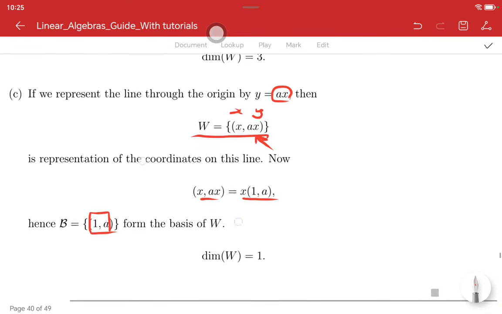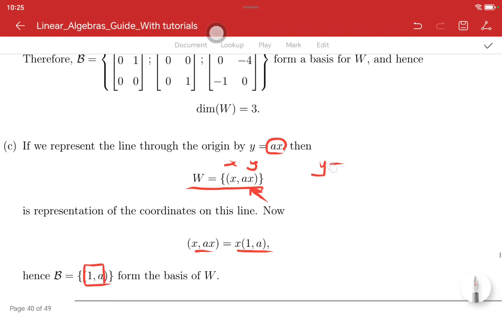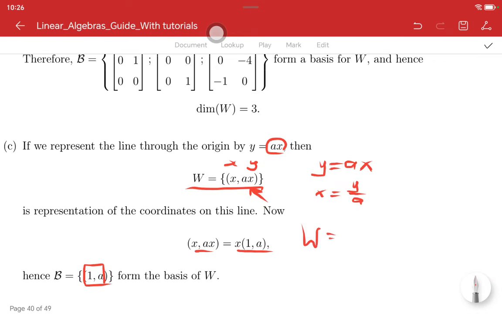You see, right? Or someone could decide and say, since Y is equal to AX, if I make X the subject of the formula, I'm going to get Y over A. So W is equal to, our X is Y over A, then our Y here. Then if we take out Y, this will be 1 over A, this will be 1.